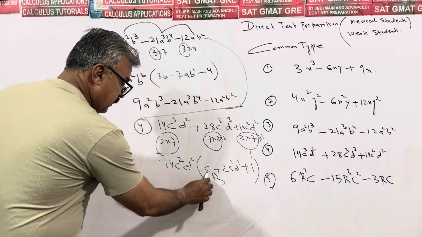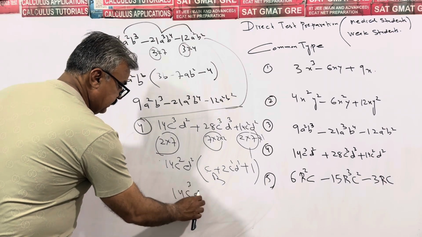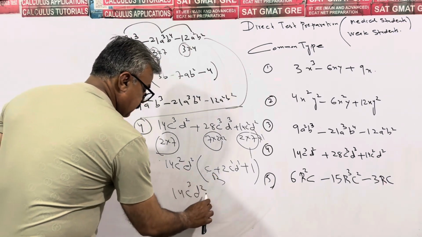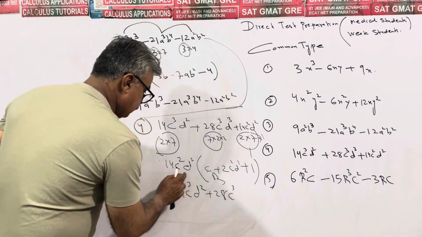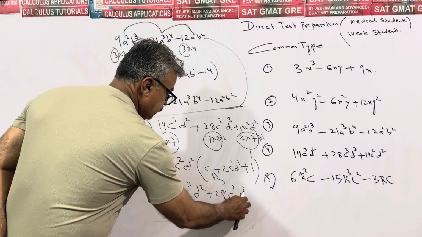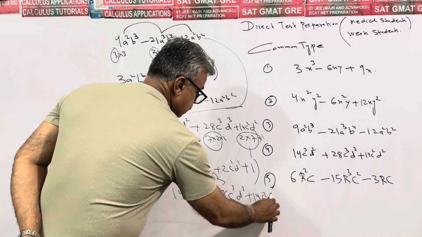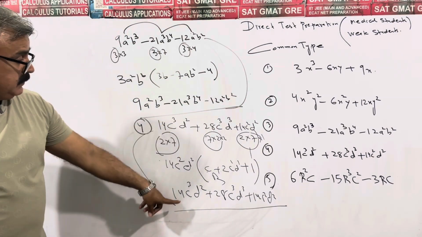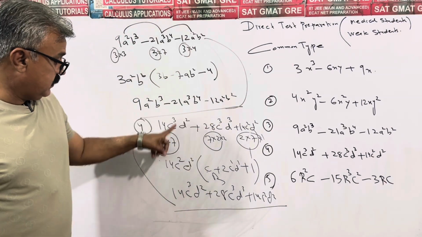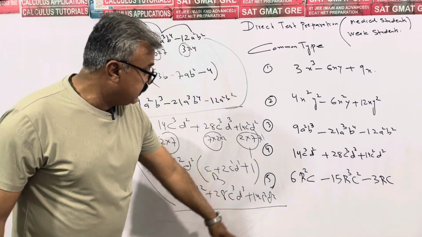One can verify. 14 c square into c, it will become c cube d square. 14 twos are 28. c square into c, c cube. d square into d, that's our d cube. 1 time 14 c square d square. One can verify it is the same. 14 c cube d square, 28 c cube d cube, 14 c square d square.